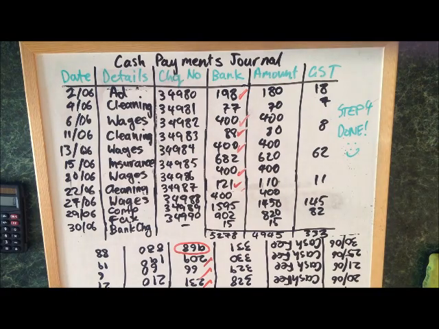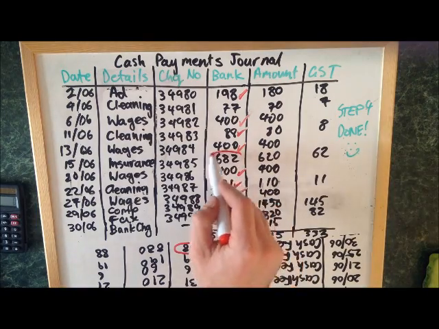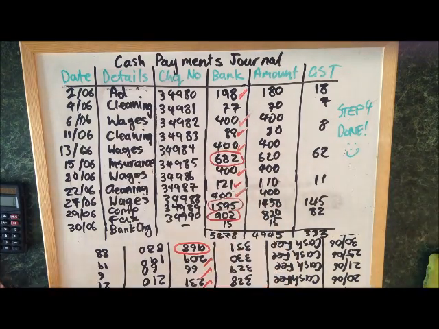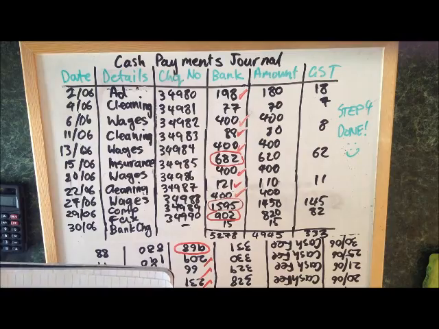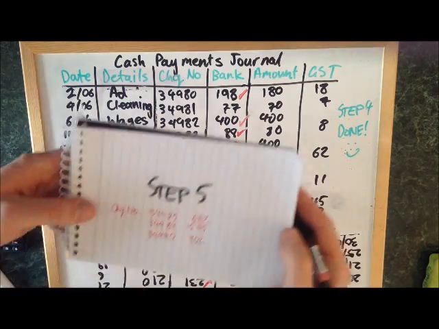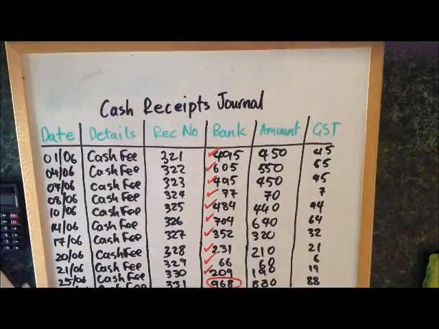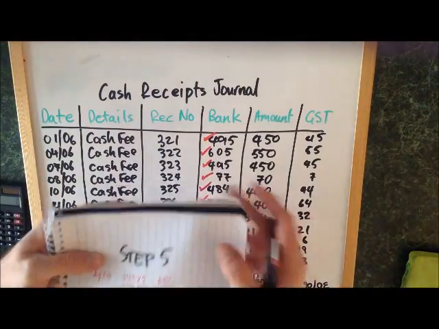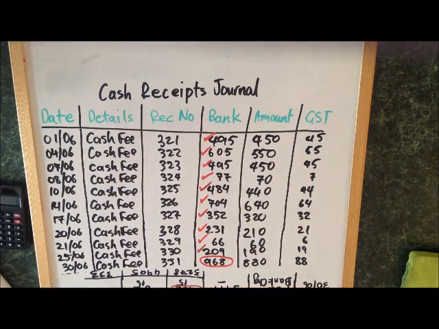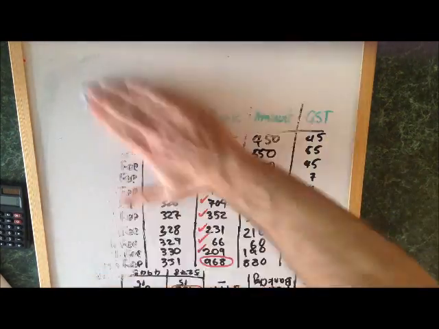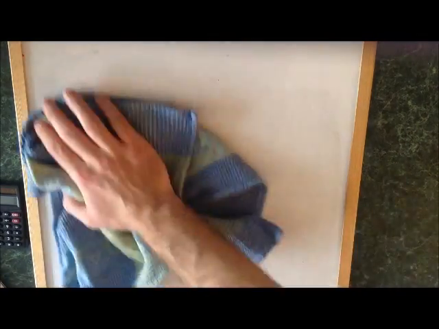Okay, so step five. Just need to make a little bit of room here. Basically, step five is we take all the transactions that are in the cash payments journal and the cash receipts journal that haven't been ticked. So that means any of the transactions that are not on the bank statement need to be recorded. Now I'm just writing it down here so that we can clear out a little bit of room and make our bank reconciliation statement.